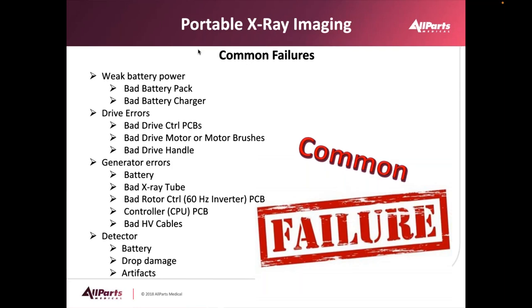Generator errors. Again, bad batteries. Most of the problems with kV usually end up being bad batteries, batteries not able to provide enough power. Bad x-ray tube. Bad rotor controllers. Bad CPUs. Bad cables. The other things that happen are detectors being dropped, artifacts showing up, and batteries not good.